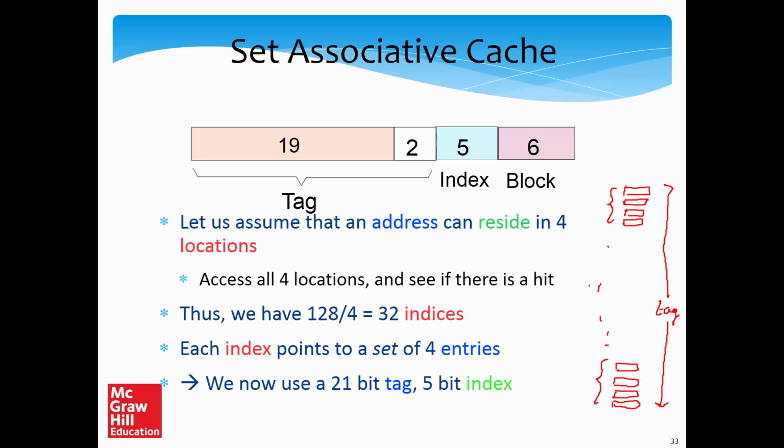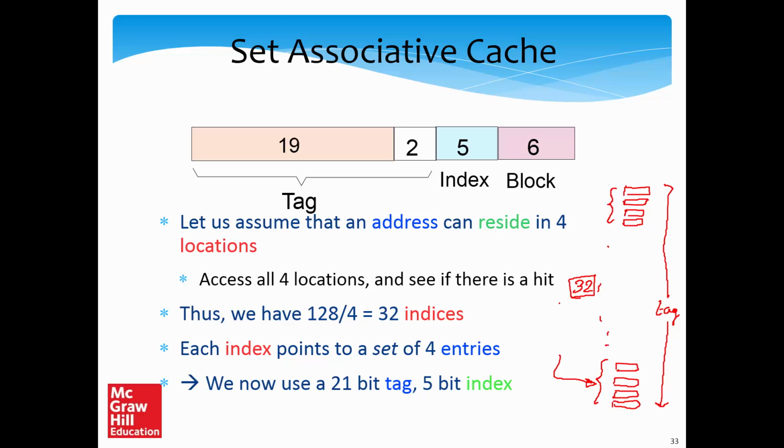So we will first create 32 such sets where each set contains 4 entries. Now let's say we take a block and we read its 5 index bits. So the index is the set index. We read its 5 bits after discarding the lower 6. So let's say it points to this set.